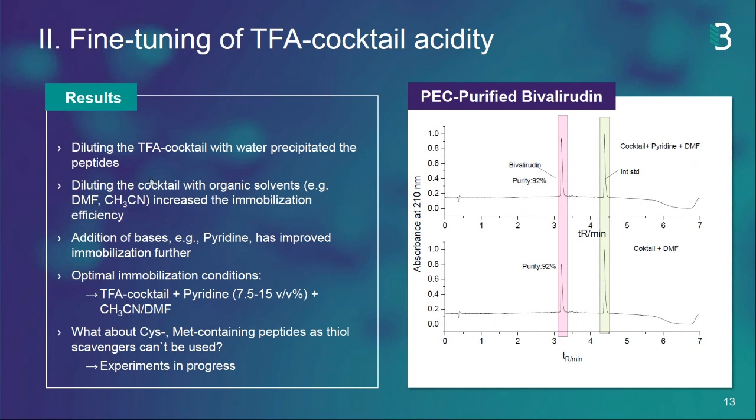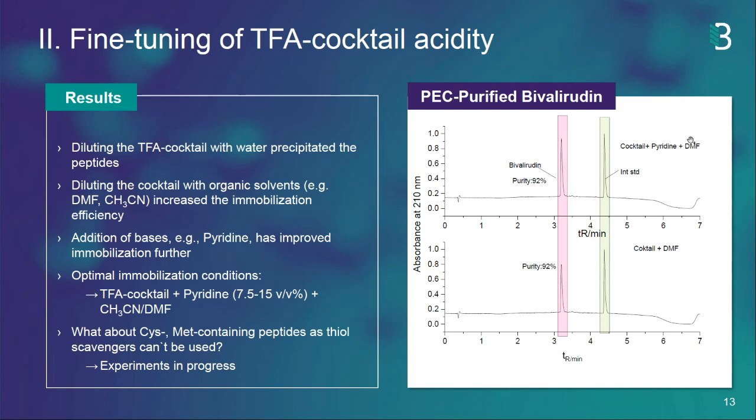Then we thought of diluting the cocktail with organic solvents such as DMF and acetonitrile. And we are happy to share with you that the immobilization is faster, even if you dilute the cocktail with DMF and acetonitrile. On the other hand, if you neutralize the cocktail with bases such as pyridine, it improved immobilization even further, and the recovery was higher. You can see in the right-hand side chromatogram, I compared the cocktail when it is diluted with DMF and when it was further neutralized with pyridine and then diluted with DMF. You can see the internal standard here, and you can see the recovery is higher in the cocktail which is neutralized with a little pyridine and then diluted with DMF.